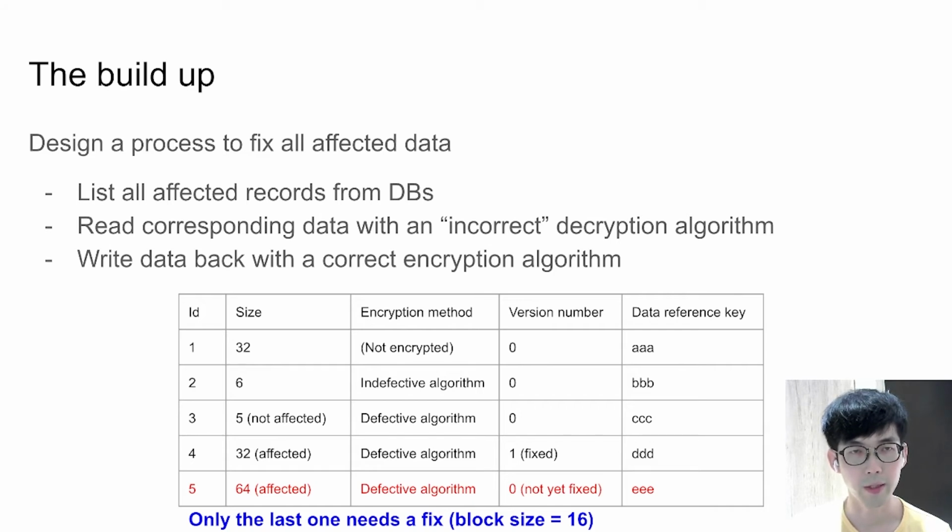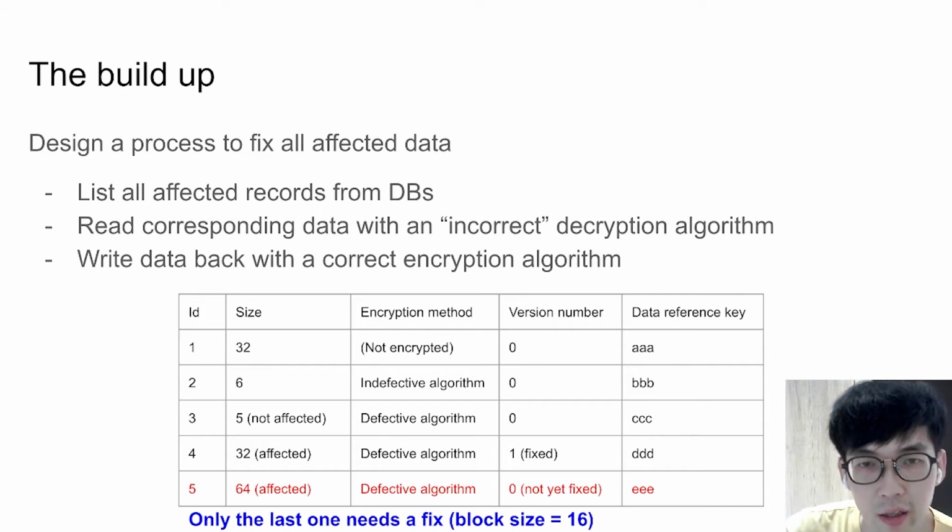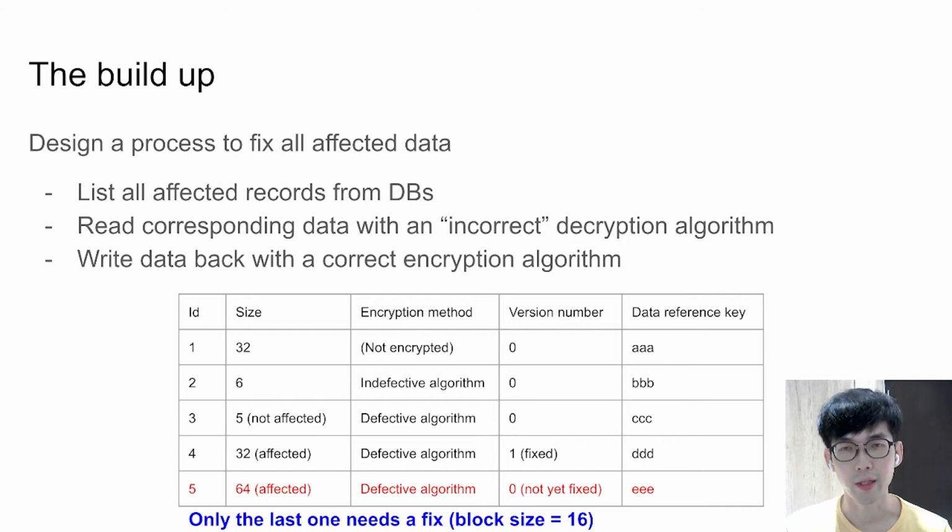Use this table as an example. Data corresponding to the first and second rows is not affected by the bug since it's not processed by an incorrect algorithm. The third row is also not affected, since its size is not a multiple of the block size, even though it's indeed processed by the defective algorithm. The fourth row is affected, but it's already fixed.